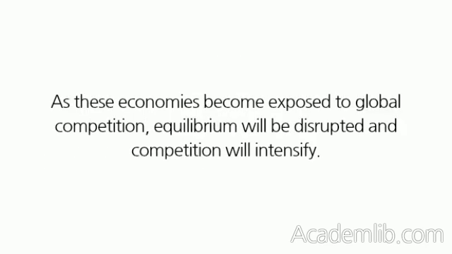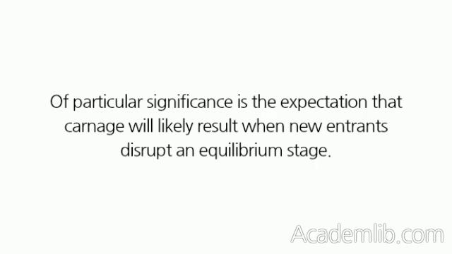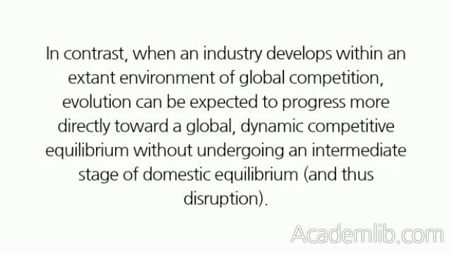As these economies become exposed to global competition, equilibrium will be disrupted and competition will intensify. Consistent with Schumpeter's notion of creative destruction, changes in competitive dynamics will progress through three distinct stages: evolution, equilibrium, and disruption and new evolution. Of particular significance is the expectation that carnage will likely result when new entrants disrupt an equilibrium stage. In contrast, when an industry develops within an extant environment of global competition, evolution can be expected to progress more directly toward a global, dynamic competitive equilibrium without undergoing an intermediate stage of domestic equilibrium, and thus disruption.